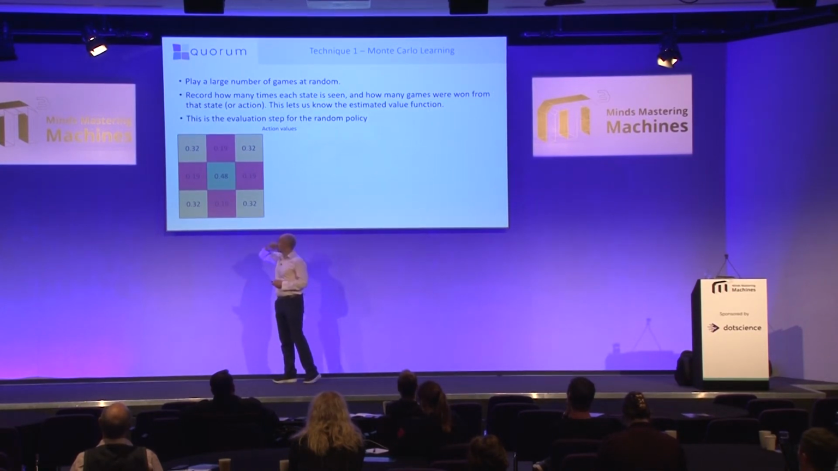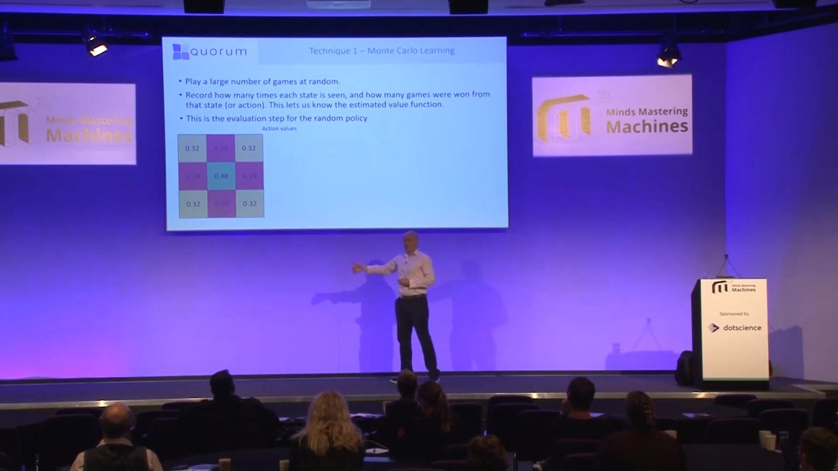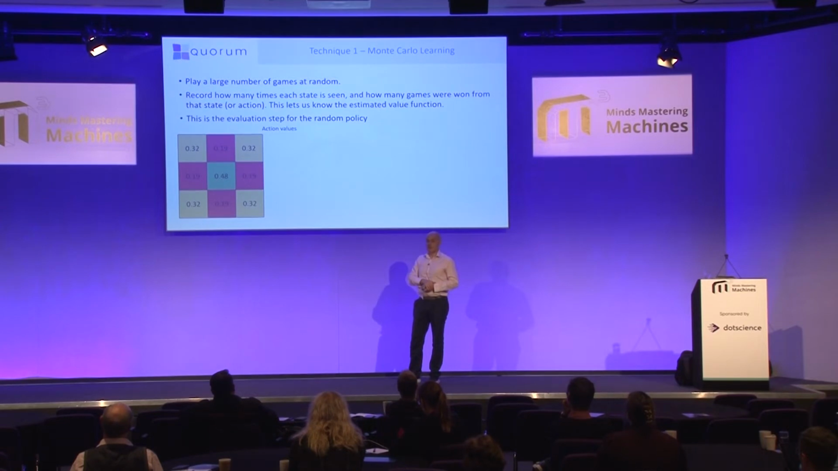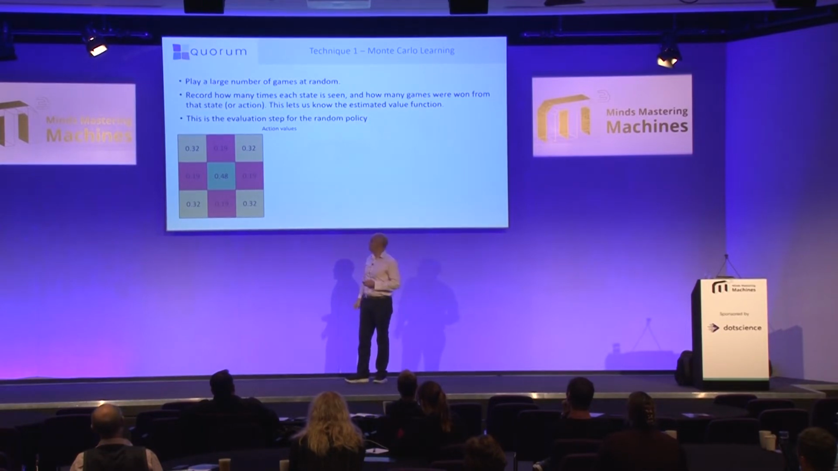0.48 is my average return from the center square. And all that means is if I win, I get a 1. If I lose, I get a -1. If I draw, I get a 0. So 0.48 means 50% of the time I'm getting a win from picking the center square against a random opponent.